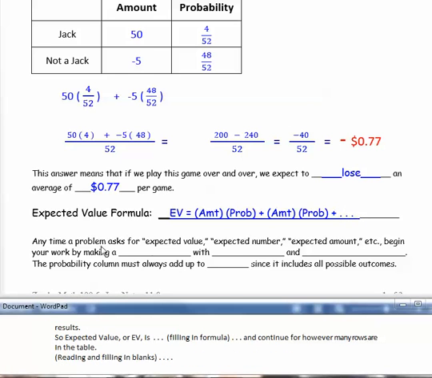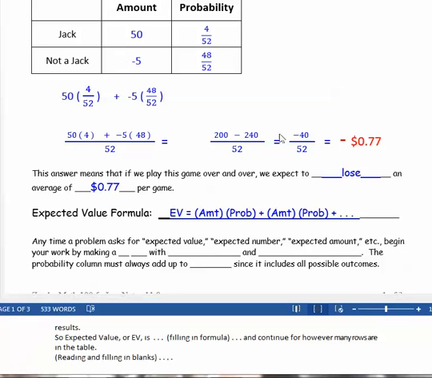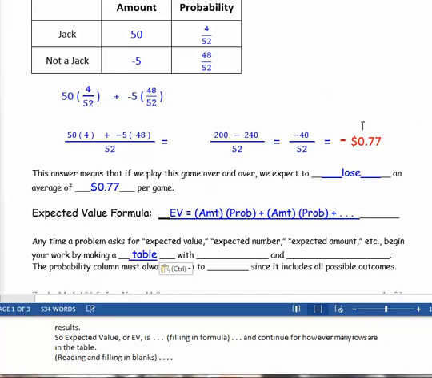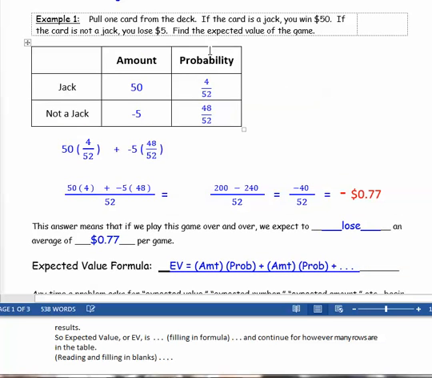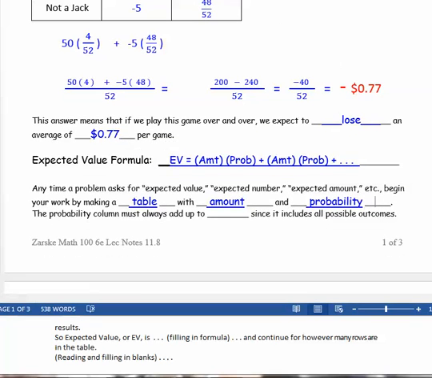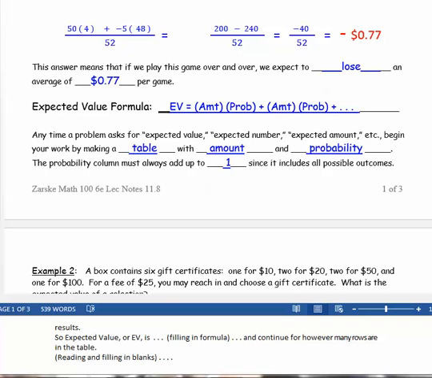Anytime a problem asks for expected value, expected number, expected amount, etc., begin your work by making a table with amount and probability. Note that the probability column must always add up to 1, since it includes all possible outcomes, so it's a whole sample space.